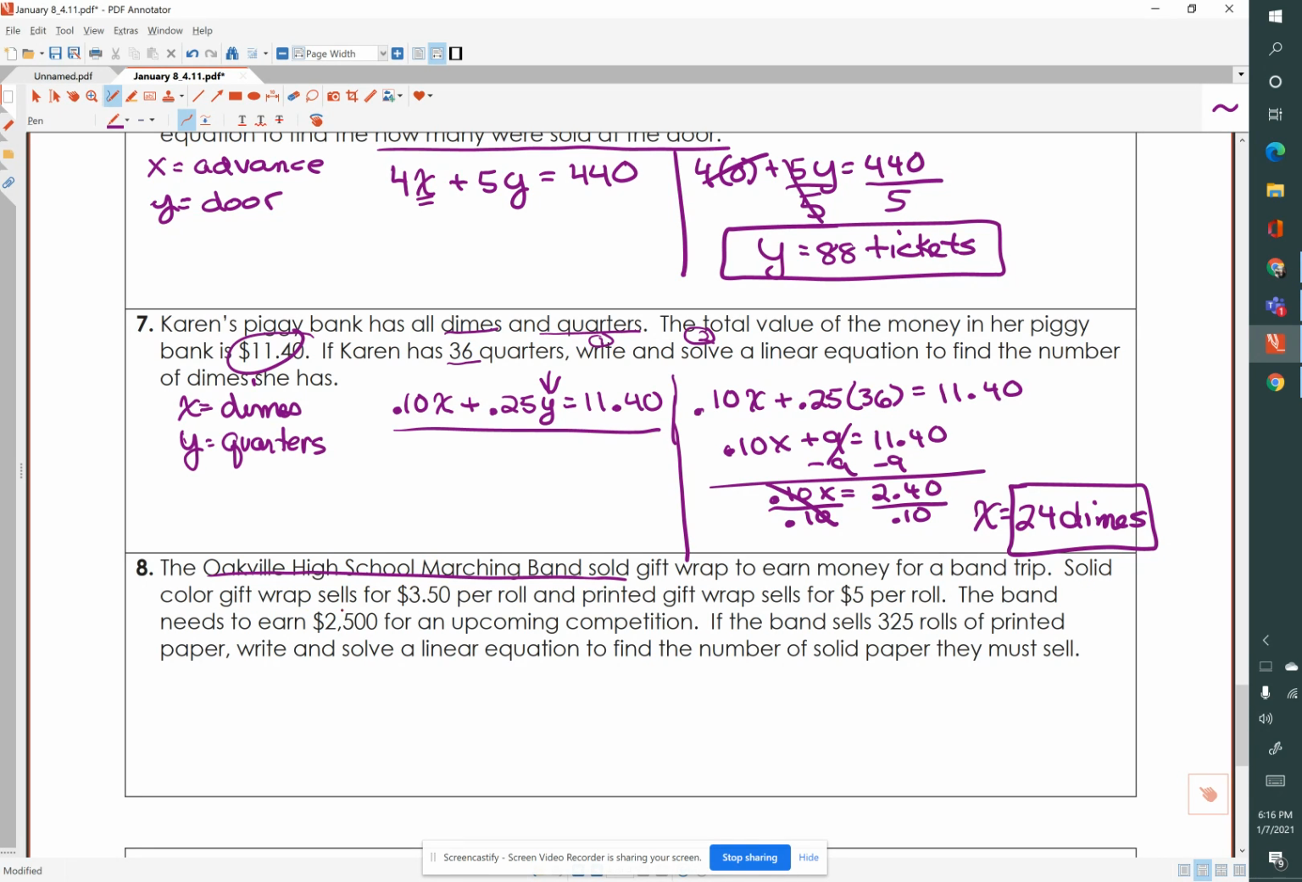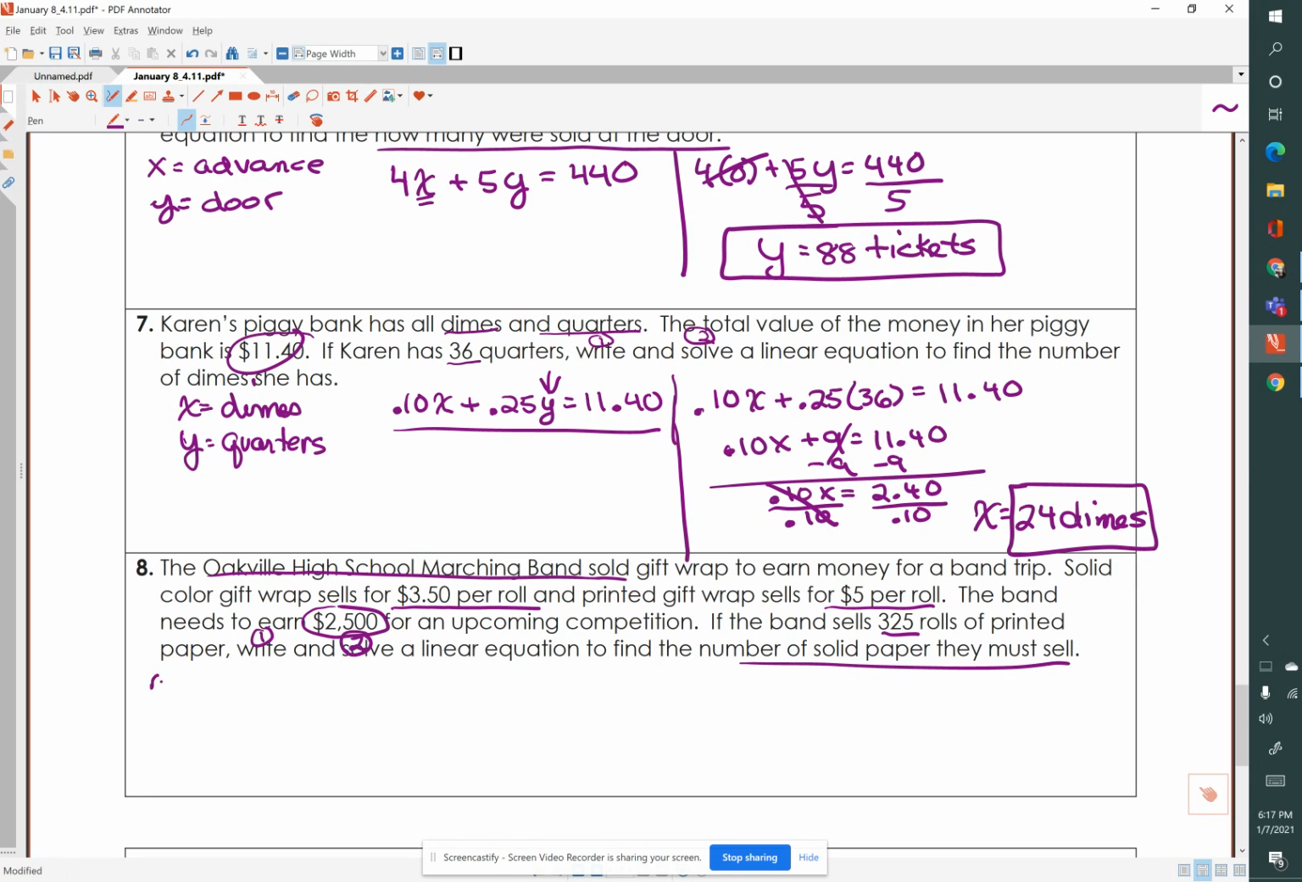Solid color gift wrap sells for $3.50 a roll, and printed gift wrap sells for $5 a roll. Well, those are the two items that we're going to relate. We've got solid and we've got printed. The band needs to earn $2,500 for an upcoming competition. If they sell 325 rolls of printed paper, write and solve a linear equation to find the number of rolls of solid paper they must sell.